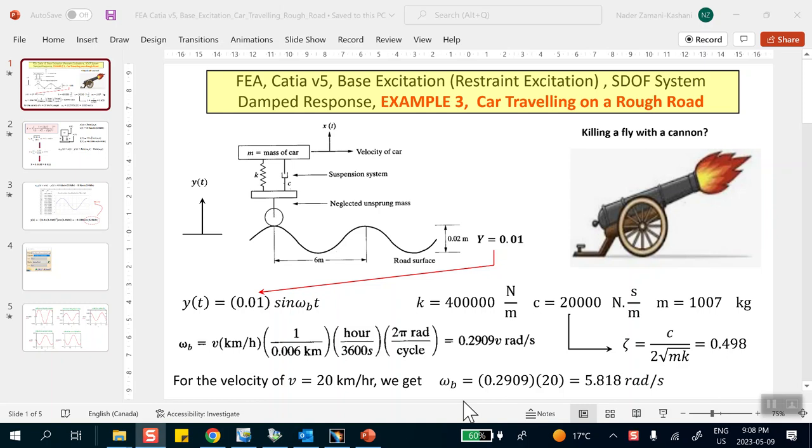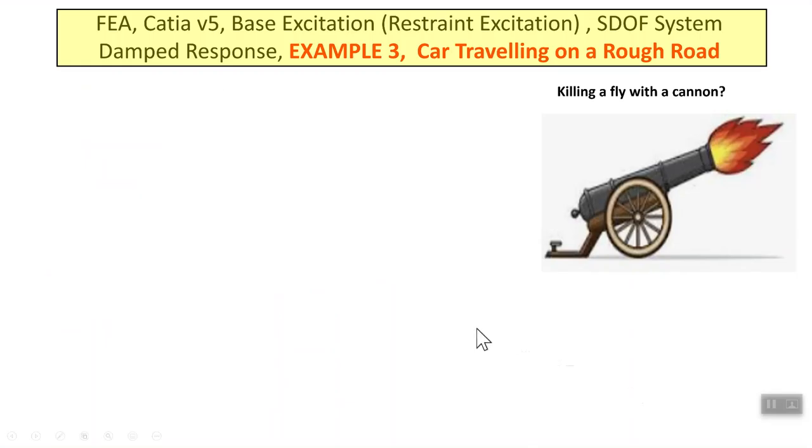Hi folks, this is the third video segment that I'm doing for explaining how a base excitation or restraint excitation problem is handled in modeling a single degree of freedom system within Catia. In this example, I'm assuming that the car is traveling down a road which is bumpy, so it's a car traveling down a rough road. Let's think about it like that. And let me actually start this in the following mode.